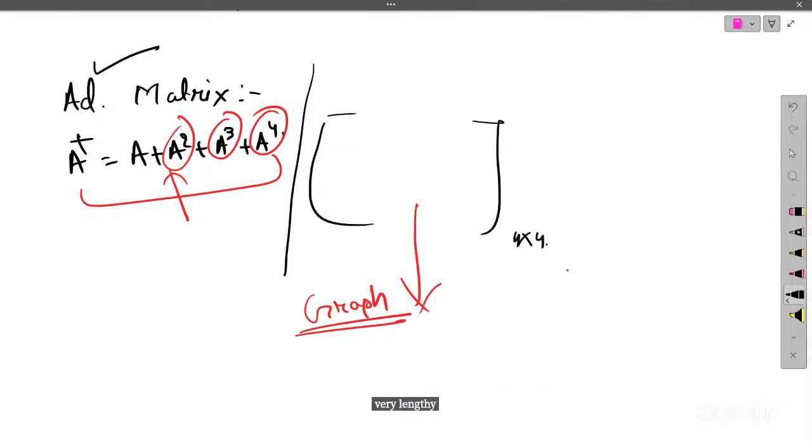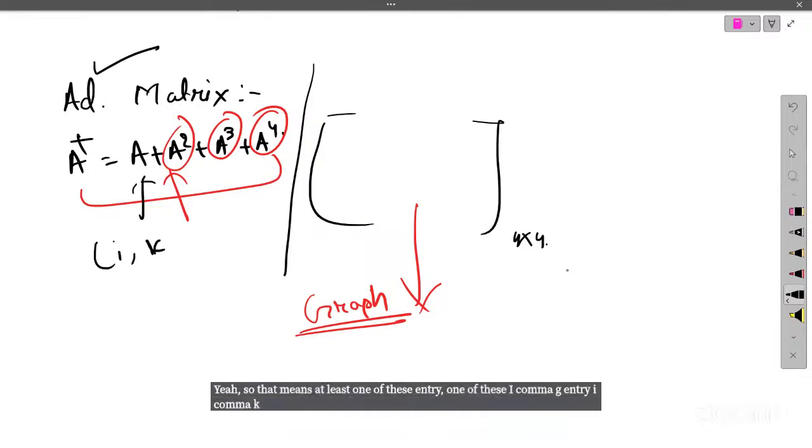Finding A to the power 4 is a lengthy process. Ma'am, can we check through the graph method, like from I to J we need to go, we find a point K for A square and K comma L for A cube, like that? Yeah, like that. So that means at least one of these I comma jth entry, I comma kth entry, if you want to find out the path from I to K, should be equal to 1.